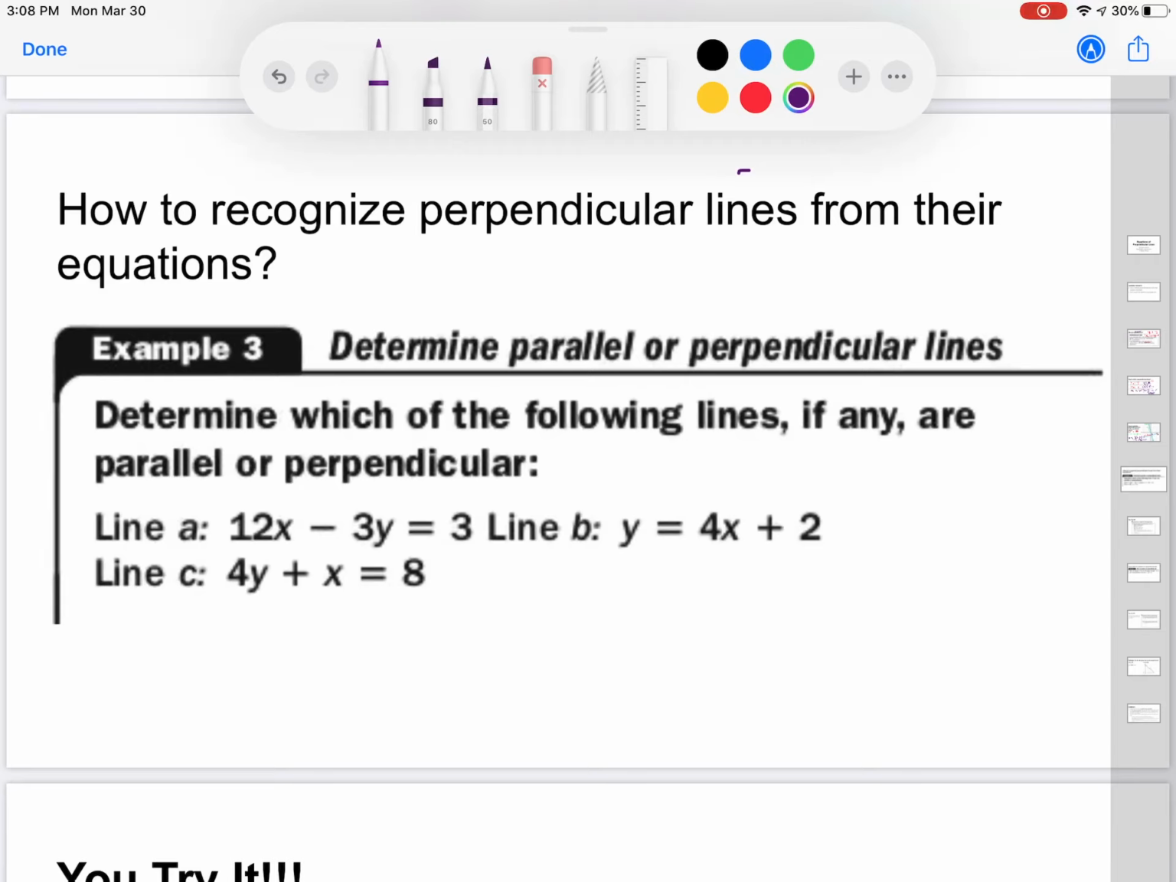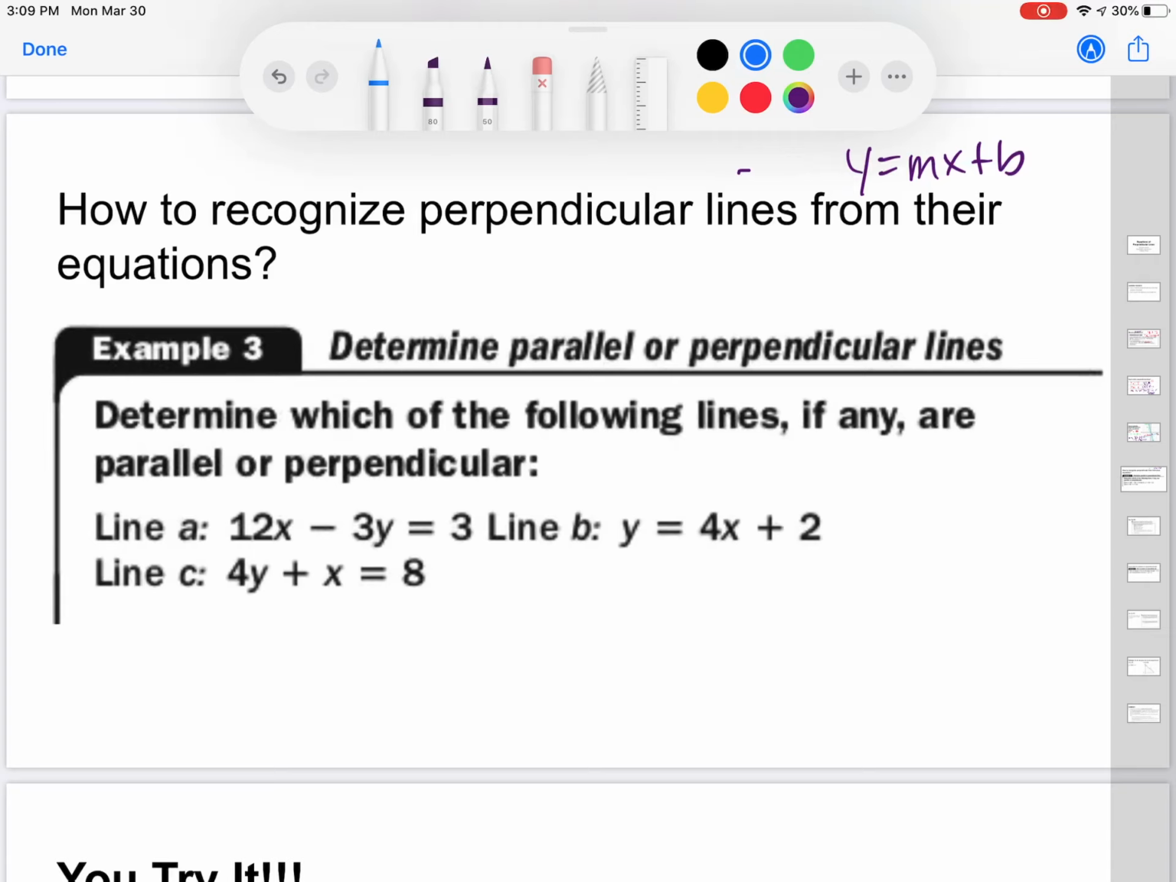We're talking now about how to recognize perpendicular lines from their equations. Okay. So their equations. How are we going to do that? Well, we're going to look at 3 different lines. We said when you're given the equation of the line, you want to put it in slope-intercept form. Why? Because perpendicular and parallel is all about slope. And slope-intercept form, which is y equals mx plus b, allows you to easily identify the slope of the line, okay?